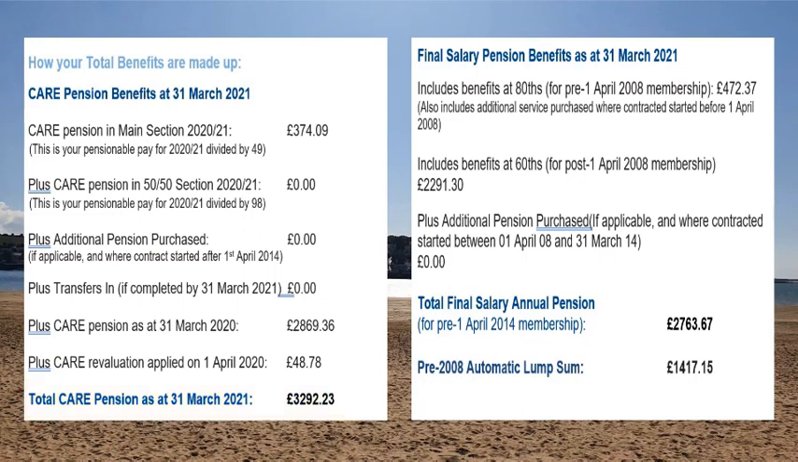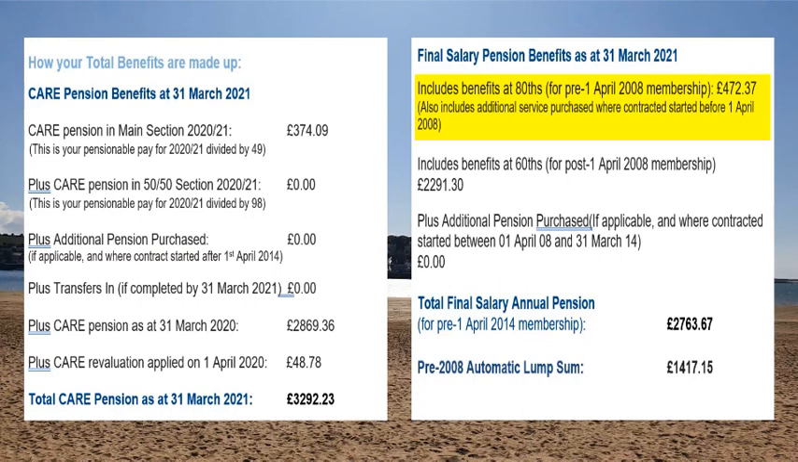If you have membership before the 1st of April 2014, you will have pension shown in the Final Salary Pension Benefits section. This is then split between the two sections of the Final Salary Scheme, which are membership before April 2008 and membership from April 2008 to the 31st of March 2014. If you have membership before the 1st of April 2008, you will have a pension figure in this section. It will include any additional service purchased before the 1st of April 2008.